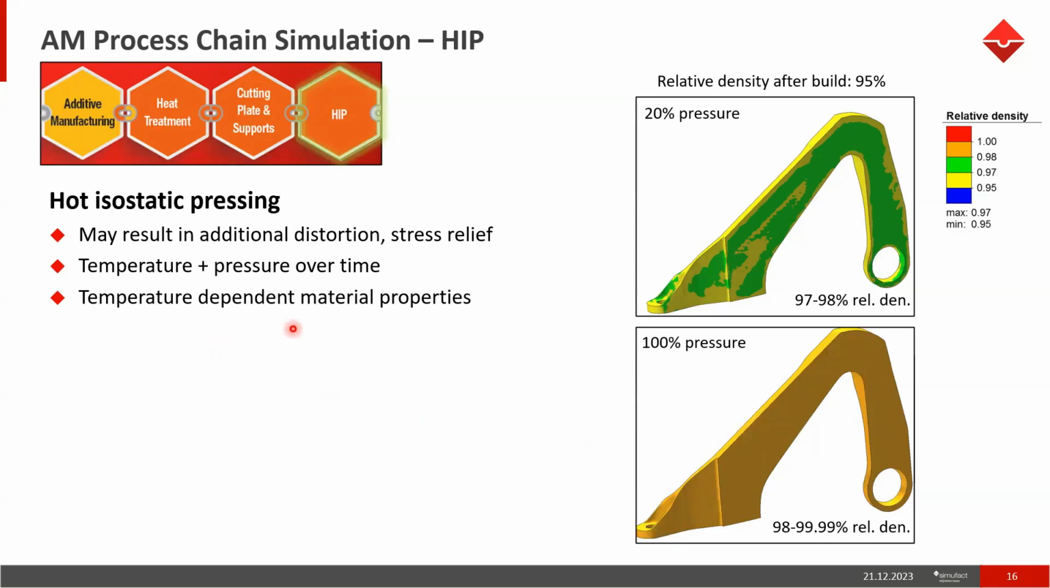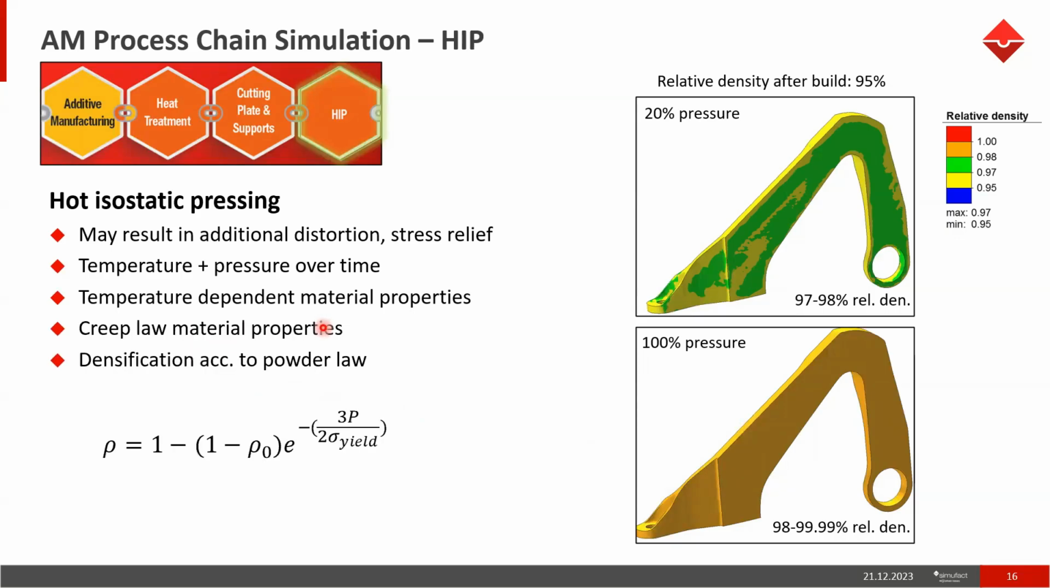So temperature dependent material properties, all these things, you can see the densification laws are applied to the mesh, and then we can calculate how we can increase the relative density. Okay, for example, if 20% pressure is applied, what is the relative density? We can see it on the part actually. And after the 100% pressure is applied, what is the relative density on the part? So this kind of simulations can be done with respect to the hot isostatic pressing.